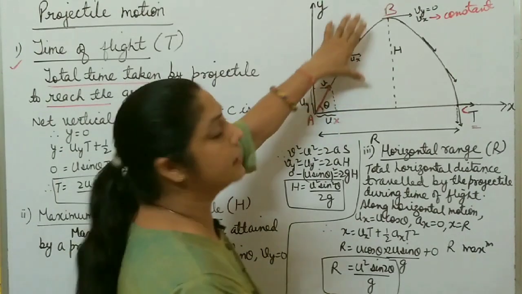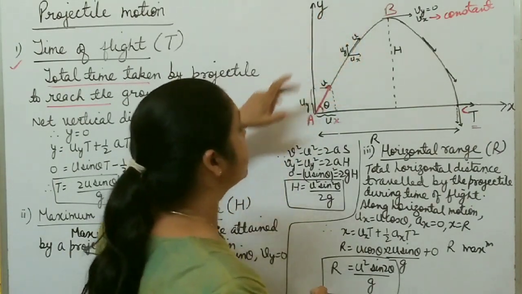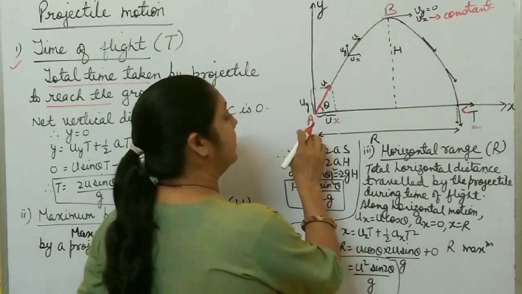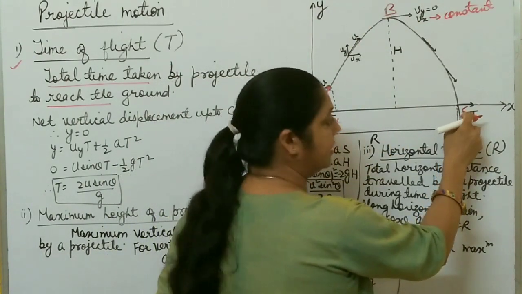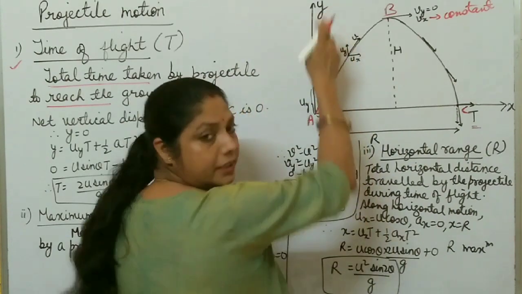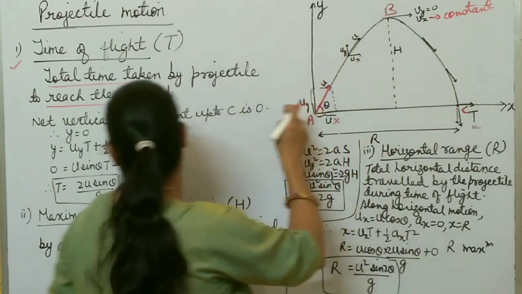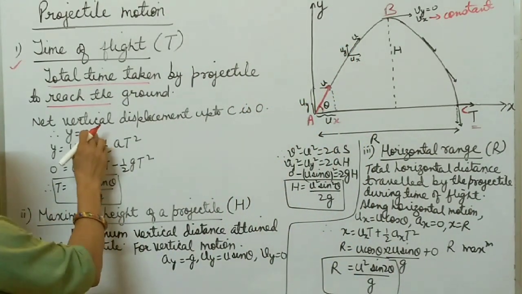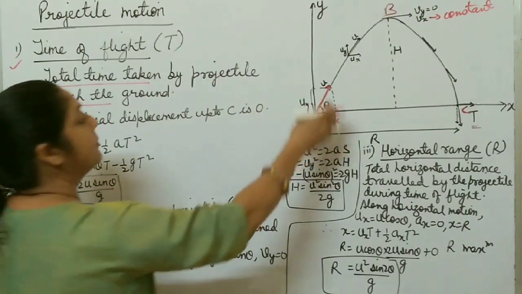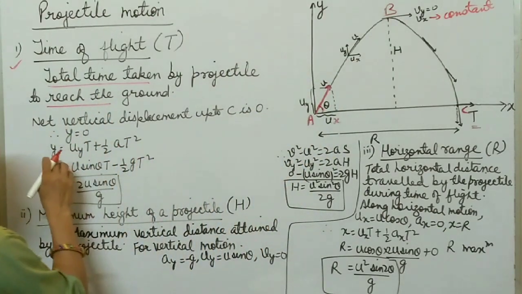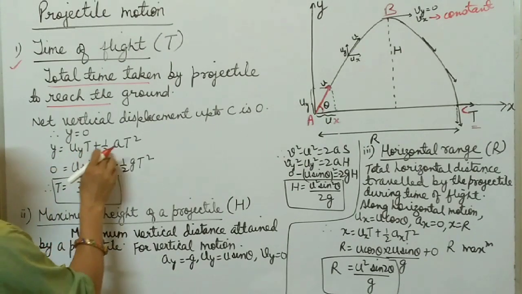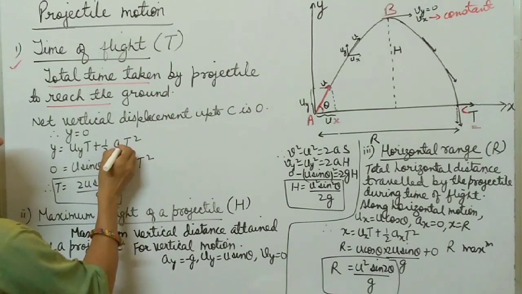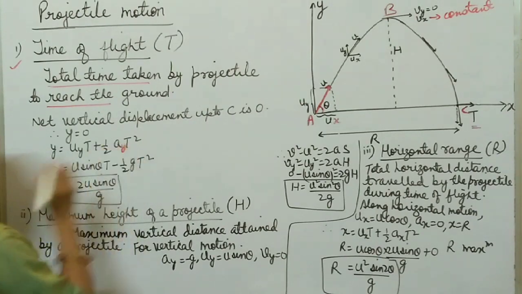You first consider the vertical motion, right? So total time starting from A, and after t time it reaches point C. So there is no vertical displacement now, so you can take y equal to 0. Net vertical displacement up to C is what? 0. Then the equation of motion is what? y equal to uy t plus half a t square. Here a means ay, acceleration along y.